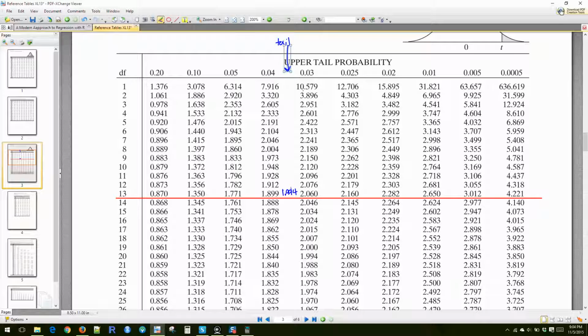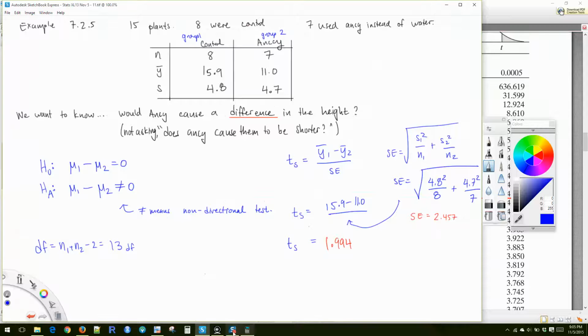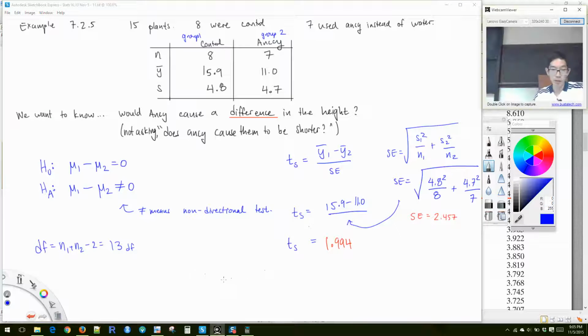See here, what I see is my test statistic is in between these two columns, therefore my tail must be between 0.03 and 0.04. Alright, so we'll go back to what we have here. And so what we say is that from the table, the corresponding tail is between 0.03 and 0.04.